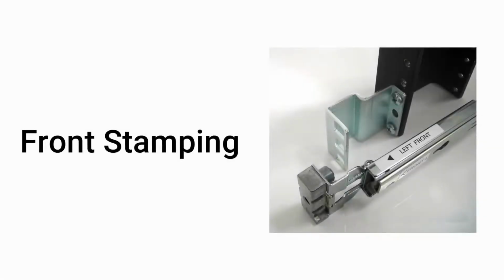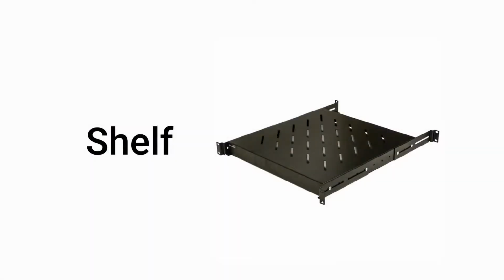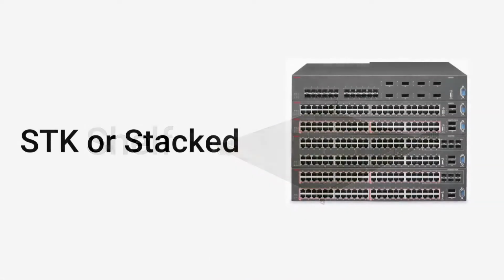On the rails, there will also be front stamping. These can be adhesive labels or engraved into the rail kit. The front stamping details if the rail is left or right side, as well as details which side is the front. An alternative to rail kits are shelves. Devices can be stacked on top of the shelf. If devices are stacked, the abbreviation for stacked is STK.